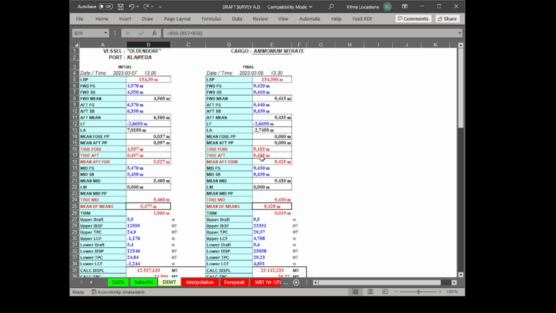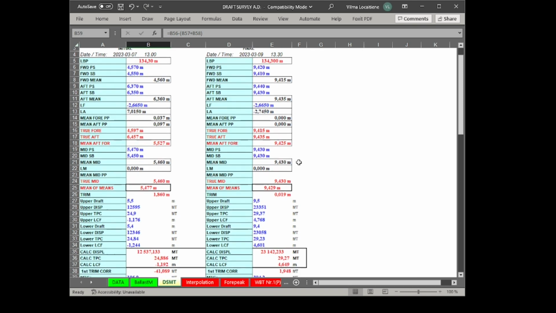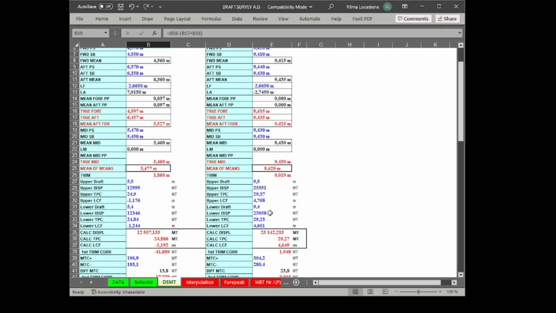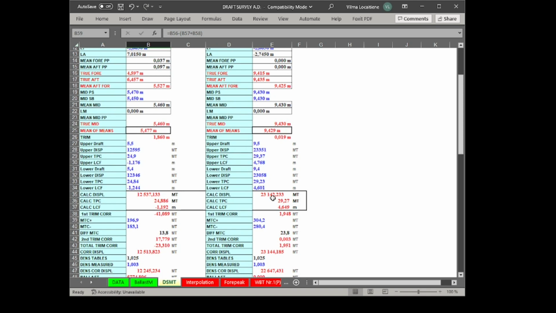And there we can see that the blue figures are the figures from the draft marks, the black are mean figures, and the red is the mean in the middle, because the final displacement depends on the draft in the middle, and always it is necessary to consider both corrections, first and second, and the correction depending on outer water salinity.